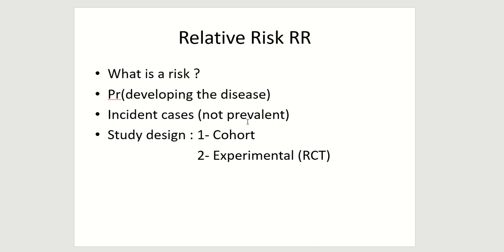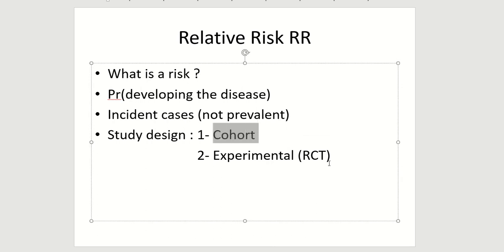In other terms, you have to start with a group of people that do not have the outcome, wait for a period of time, then some new cases show up, then you use these new cases, these incident cases, and divide them by the total, and you get an incidence rate, or what is also called a risk. Therefore, the two designs that allow you to do that are the cohort, basically they have to be prospective designs, cohort or experimental design, RCT.